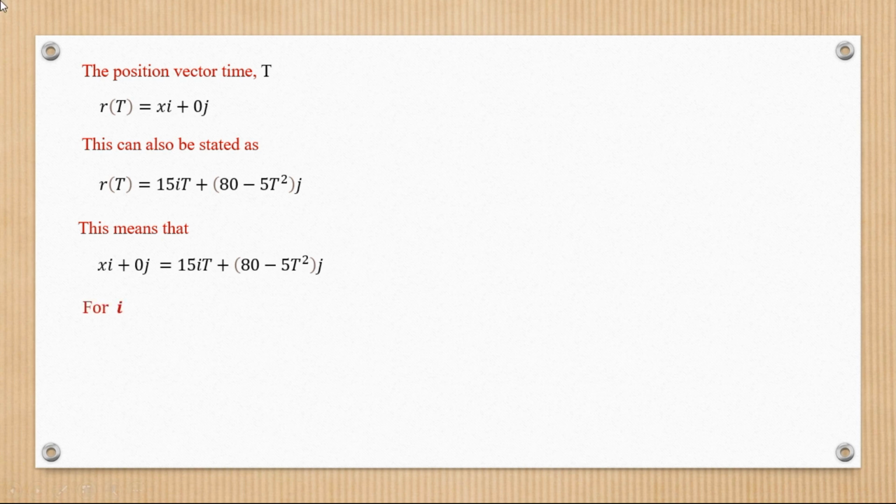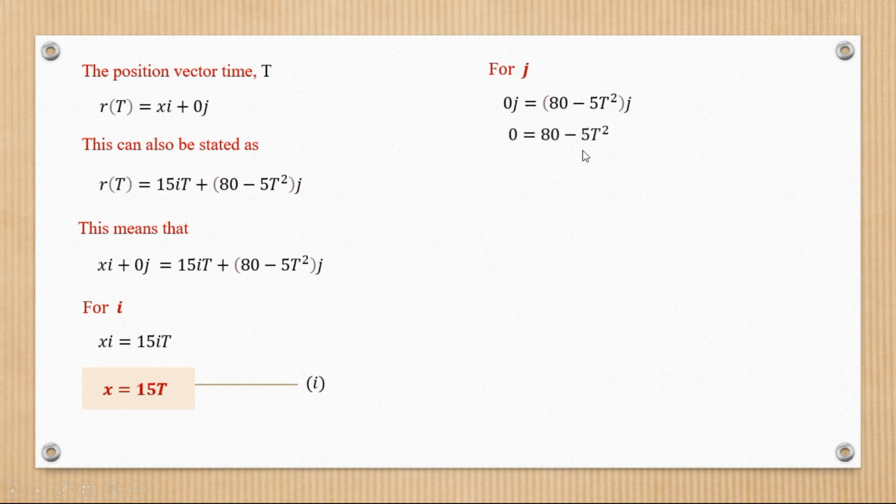Now let's compare the two sides. If we compare the sides where we have the i, we can see that xi equals 15iT, and if the i's cancel, I'll be left with x equal to 15T, and that shall be equation 1. Now for the j's, I'm going to have 0j equal to (80 minus 5T squared)j. The j's cancel and I'll be left with 0 equal to 80 minus 5T squared.